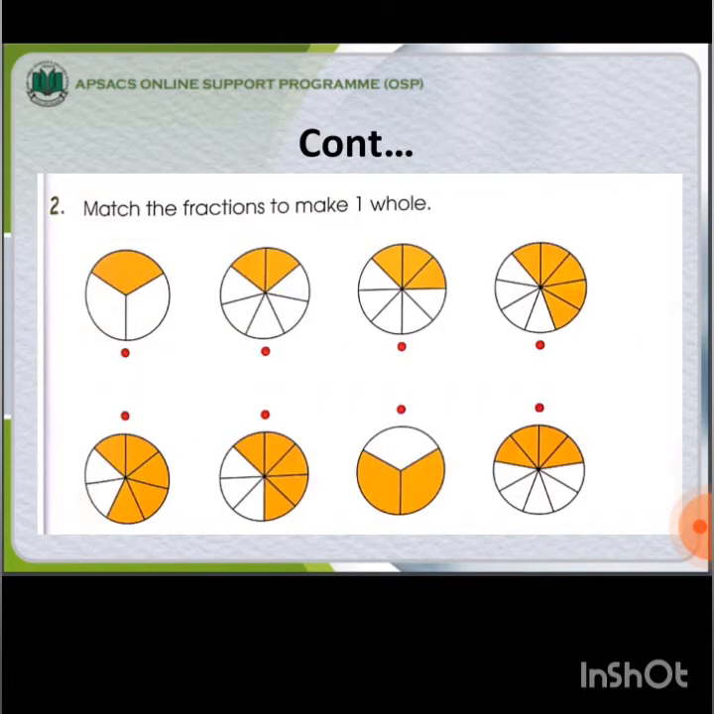Match the fraction to make one whole. Look at the first circle. Circle is divided into 3 equal parts. 1 part is colored and 2 parts are non-colored. So now look at the second line, which circle represents 1 uncolored part and 2 colored parts? Yes, third circle. Match it with the third circle. Similarly, solve the remaining parts.